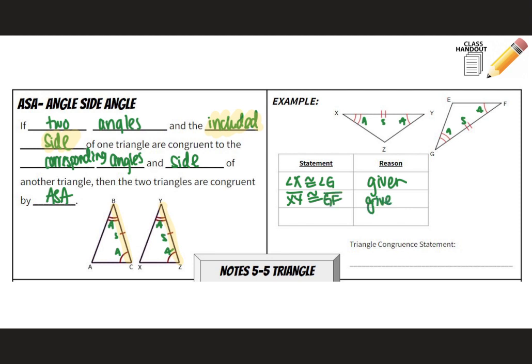That's given. And then lastly, you have angle Y. It's congruent to angle F. And that was given as well. So there's the angle, side, angle to show ASA. Now we can write a congruent statement. So I'm going to say triangle XYZ is congruent to triangle GFE by ASA.